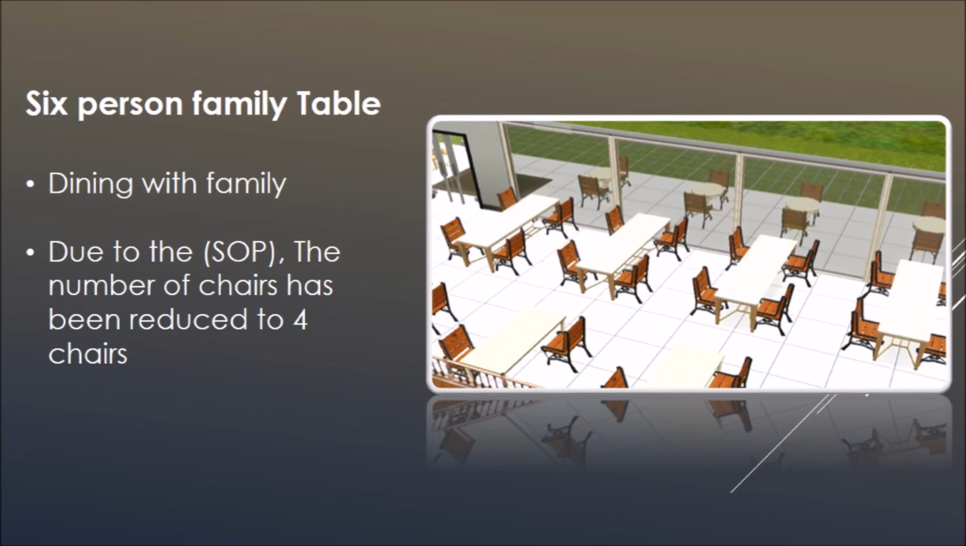6-person family table. There are more 6-person family tables in this new layout we suggested compared to the original layout. A 6-person family table creates an atmosphere that is perfect for dining with family. Due to the current standard operating procedure, SOP, the number of chairs has been reduced to 4 chairs in order to prevent the premises from exceeding 50 people in the store.